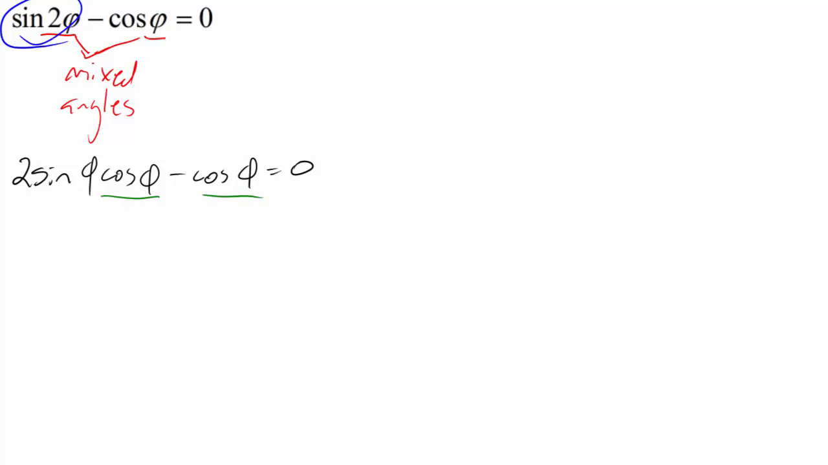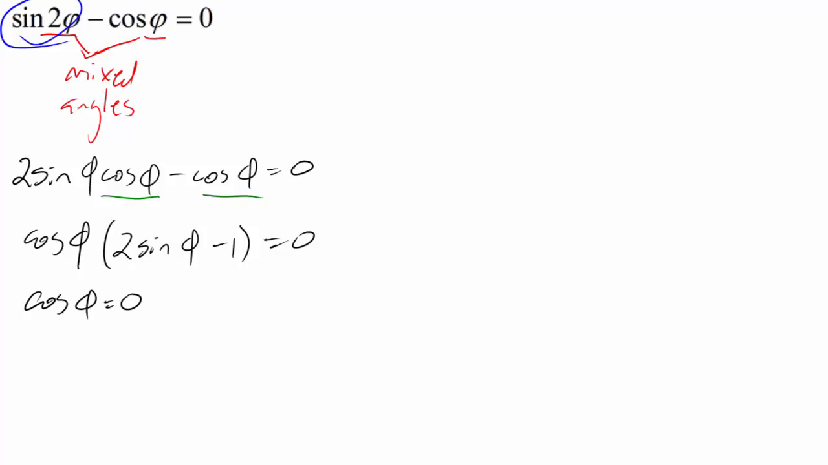So a little bit of trig at first to get that double angle formula utilized. But now we're just going to go back to good old-fashioned algebraic manipulation and factor out that cosine of phi. So inside the parentheses, that'll leave us with 2 sine phi minus 1 to be equal to 0. Now we just have two smaller equations to deal with: the cosine of phi equal to 0, and then 2 sine phi minus 1 equal to 0.